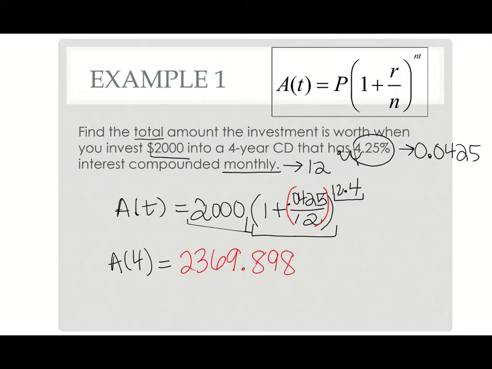if I round. So if I want to write my final answer, my final amount is going to be a dollar amount. So it's $2,369. And if I round this, it's going to be 90 cents. So after 4 years, I've gone from $2,000 to $2,369.90. So over those 4 years, I have $369.90 I made in interest.